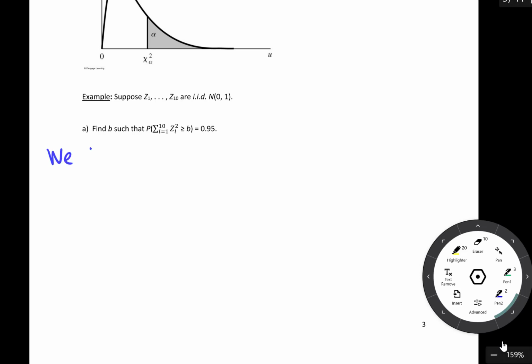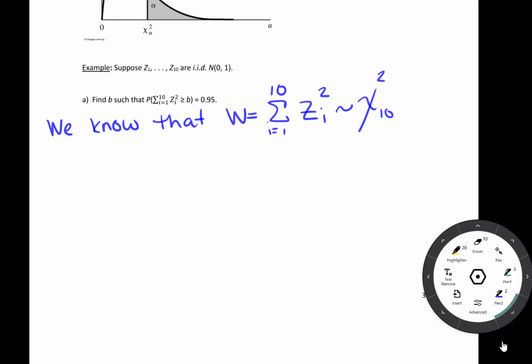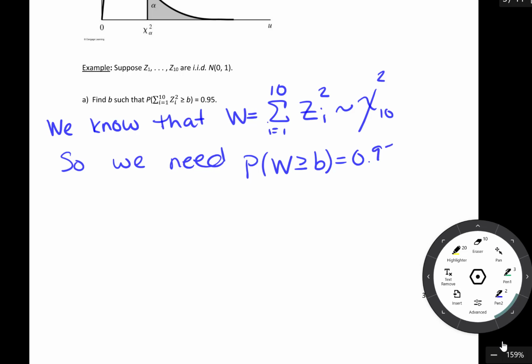In other words, if we let w be equal to the sum i equals 1 to 10 of zi squared, this is going to be distributed chi-squared with 10 degrees of freedom by that previous theorem. If we want to find this probability, we need the probability that w is greater than or equal to b is equal to 0.95, and again that is with 10 degrees of freedom.